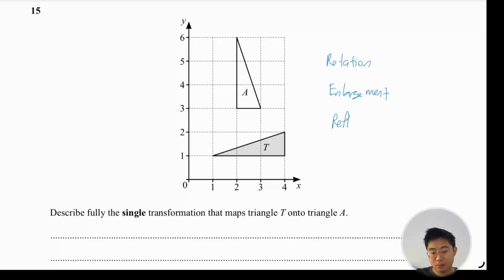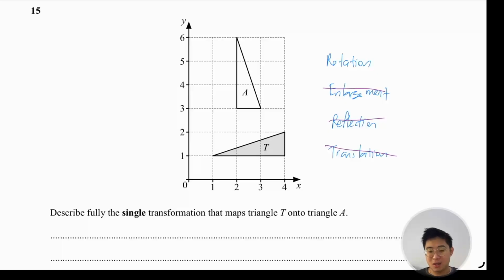Reflection, and translation. Okay. Now, translation involves moving something. If you look at A and T, nothing's moving, right? So no. Reflection involves seeing opposite things. And it's going to be very obvious as well. So no. Enlargement is even more obvious because things either get bigger or smaller. You can see it's not. So I'm left with rotation.